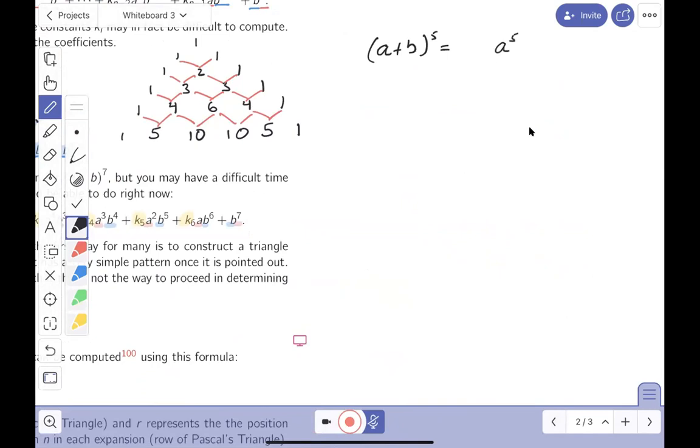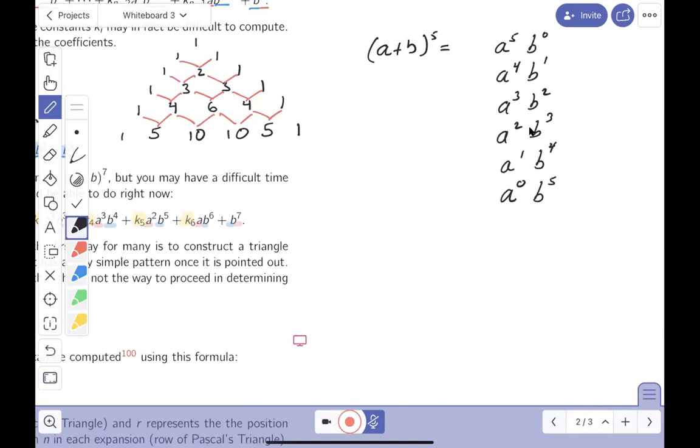a^5, a^4, a^3, a^2, a^1, a^0. And then I'm going to write the b's down in opposite order. b^5, b^4, b^3, b^2, b^1, b^0.